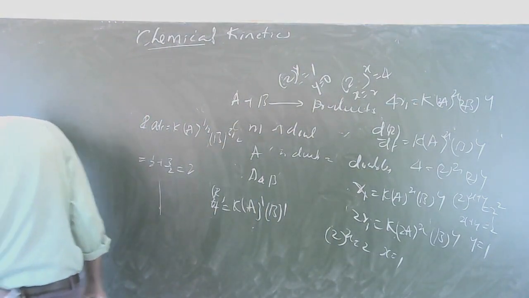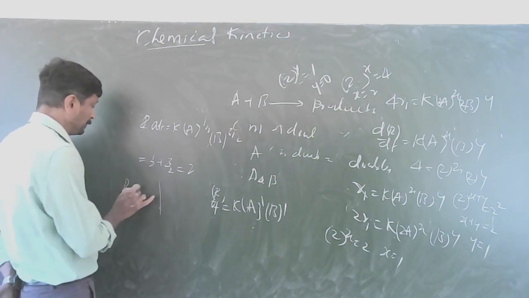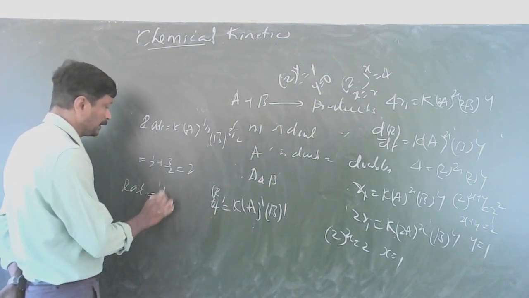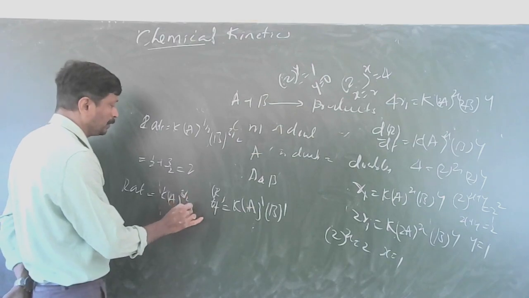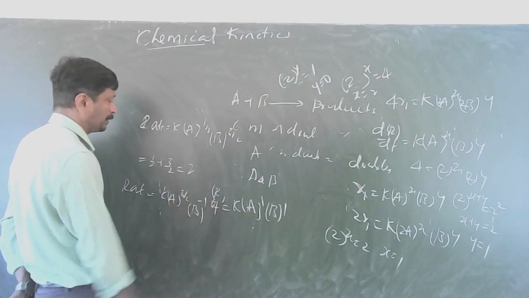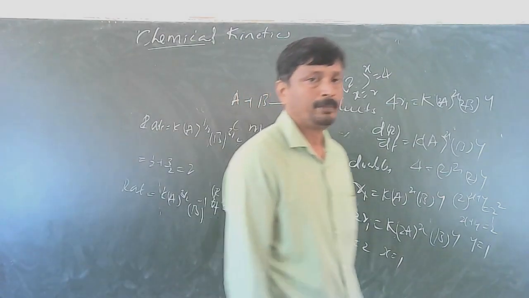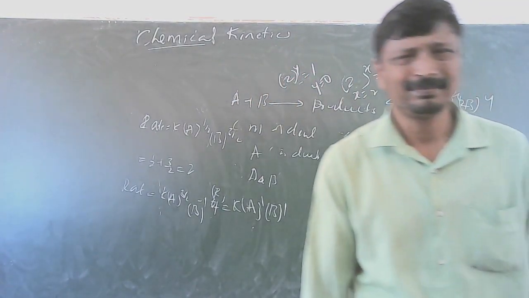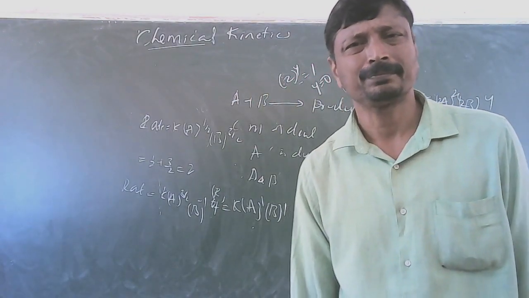In another equation, the rate is equal to k into A to the power of 3 by 2 and B to the power of minus 1. Calculate the order of reaction. Simple. 3 by 2 plus minus 1.